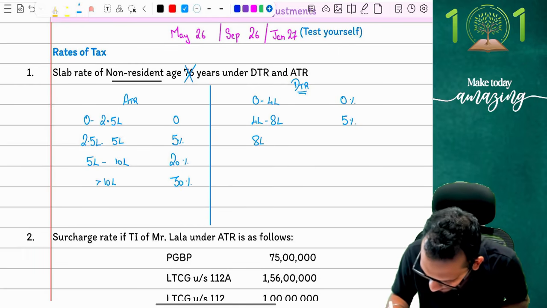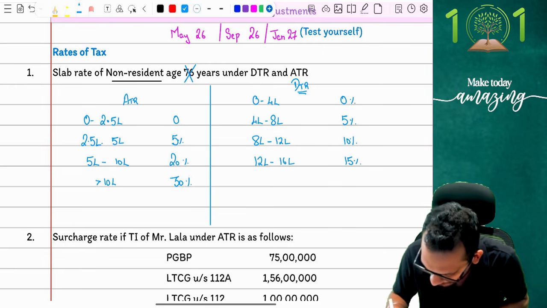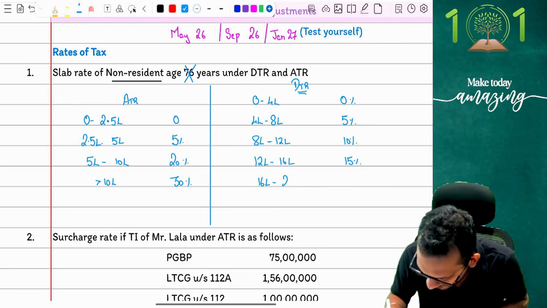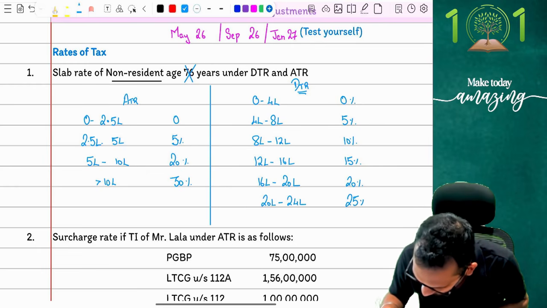From 8 lakh rupees to 12 lakh rupees, I'm going to tax at 10%. From 12 lakh rupees to 16 lakh rupees, at 15%. From 16 lakh rupees to 20 lakh rupees, at 20%. From 20 lakh rupees to 24 lakh rupees, at 25%. And then after 24 lakhs, I'm going to start taxing at 30%.